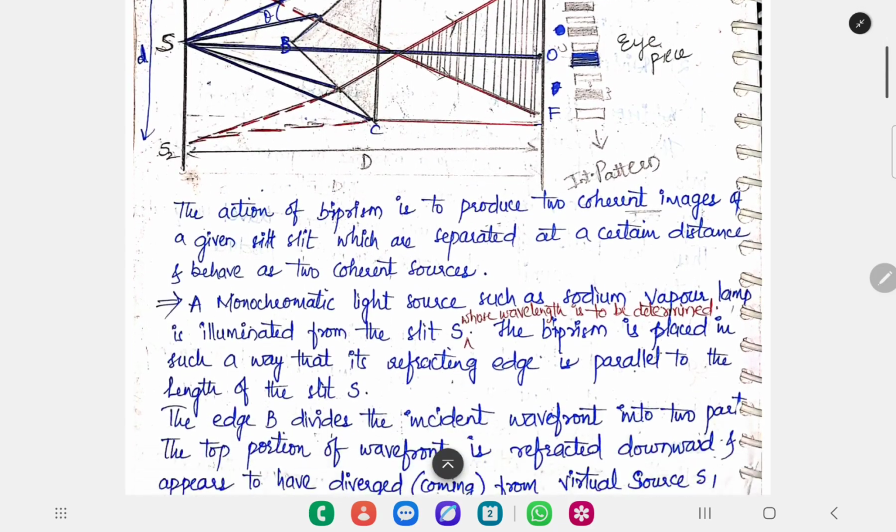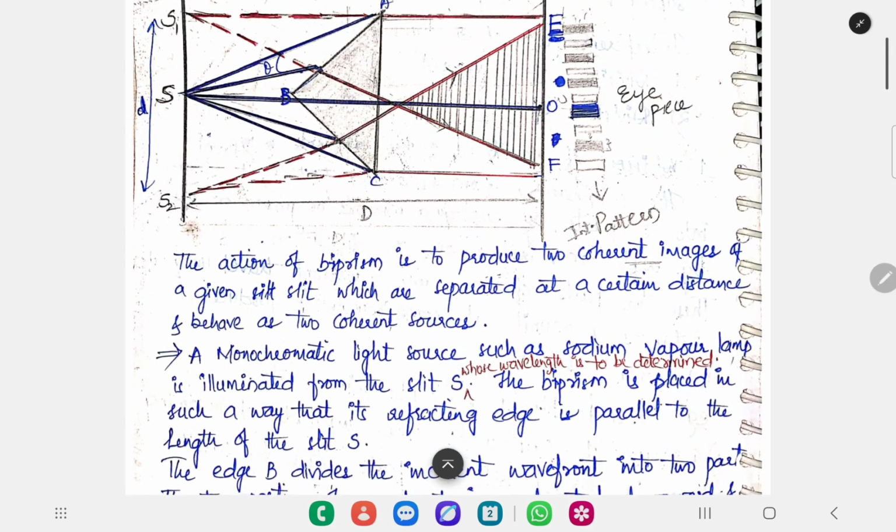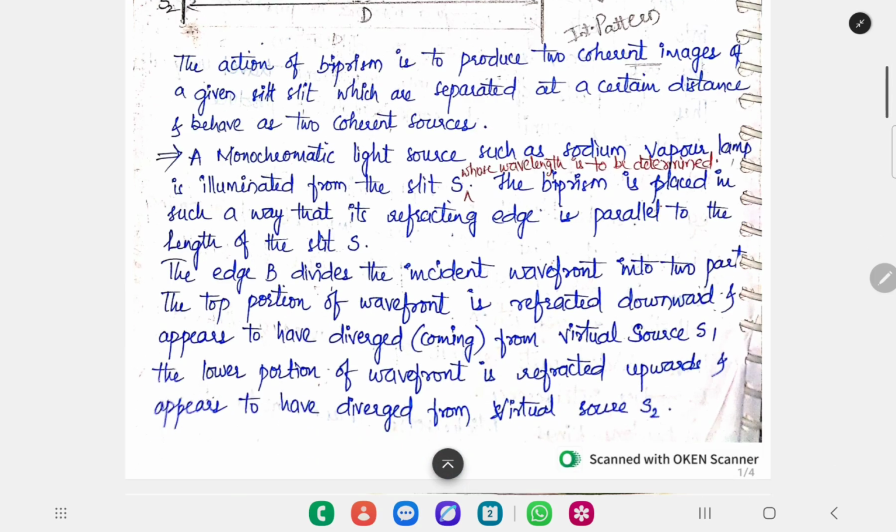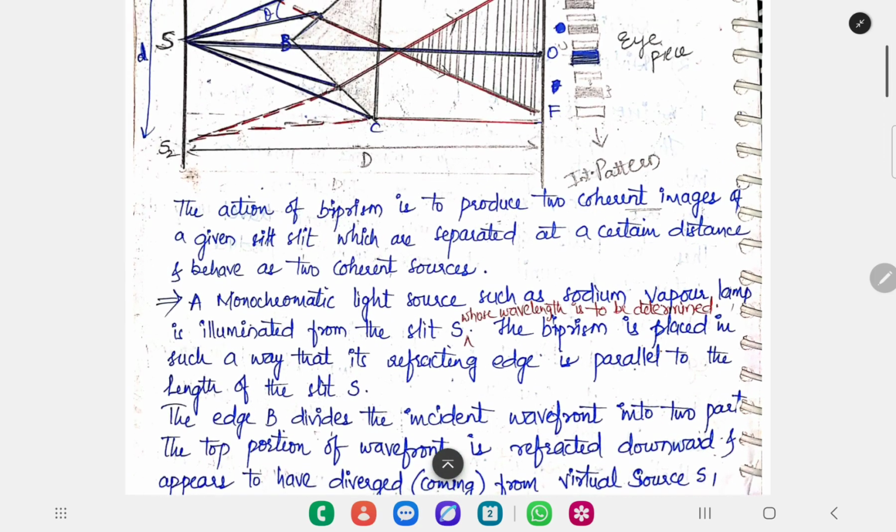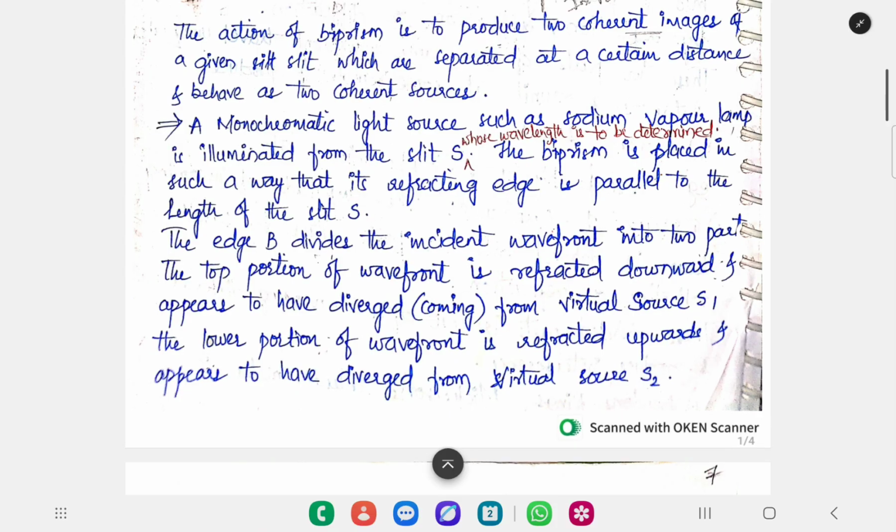Now the edge B, where is the edge B? This is our edge B. The edge B divides the incident wavefront into two parts. Now how is the experiment working? The experiment is of the division of wavefront form. The interference pattern that we can see is because of the division of the wavefront.